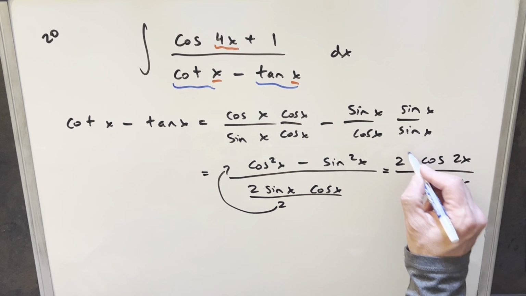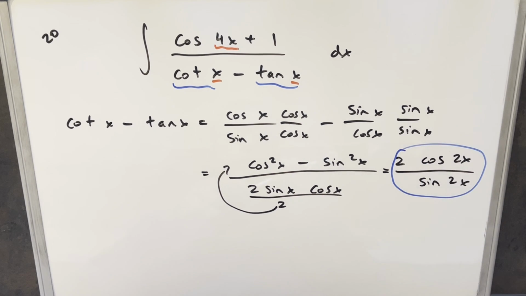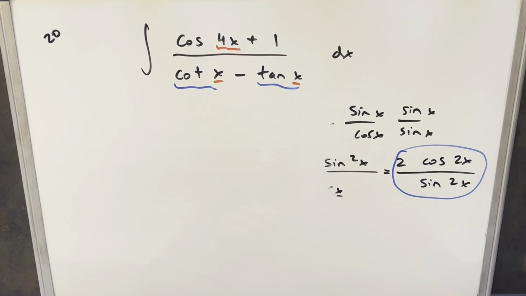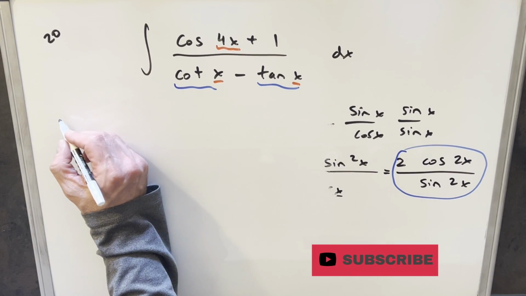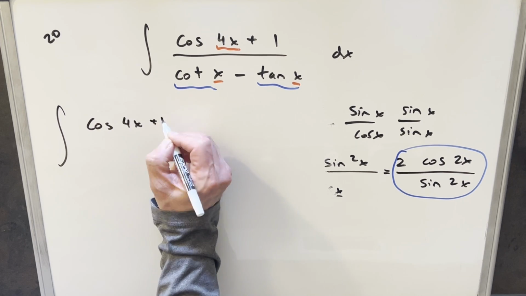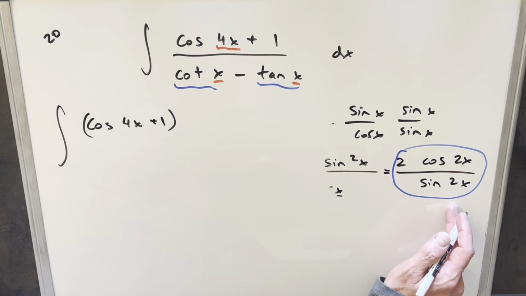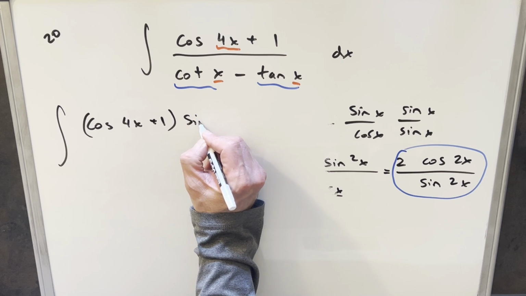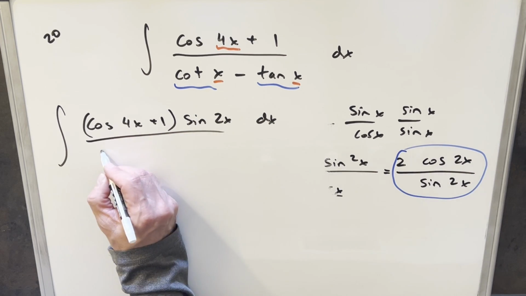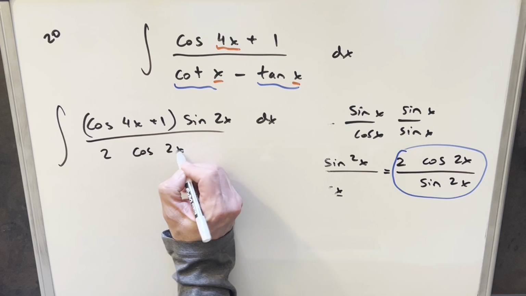So let's take this and put it back into the integral in the denominator. We'll still have our cosine 4x plus 1 here. But for this sine 2x, I'll flip it and bring it into the numerator, so we'll have a sine 2x up here. And then this part, 2 cosine 2x, that's going to be our denominator.